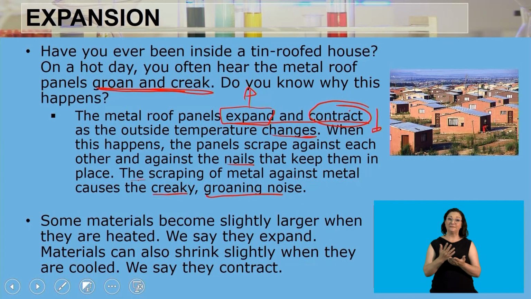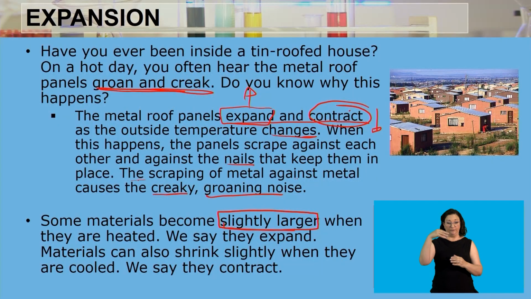Furthermore, some materials become slightly larger when they are heated. Remember, the particles do not become larger. They simply move away from each other and therefore appear to be larger. It is the spaces between the particles that make them appear larger. The particles and the panels remain the same in size, and the number of particles making up that matter remains the same. So when they are heated, we say they expand. Materials can also shrink slightly when they are cooled. We say they contract. When we heat that roof panel, it expands because the spaces between the particles increase. And when we cool it down, the spaces between the particles decrease, and therefore we say they contract.